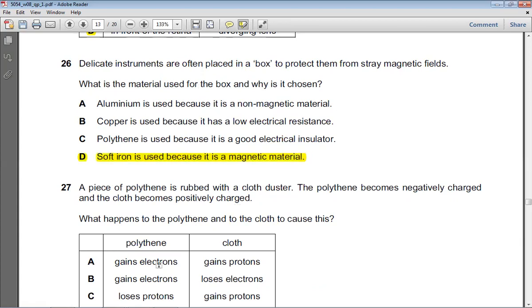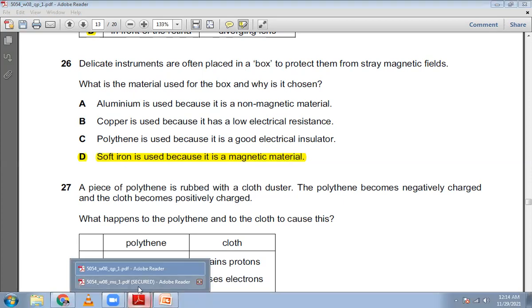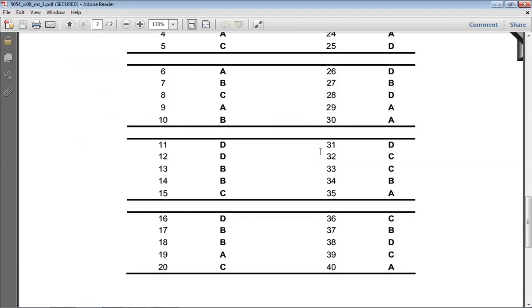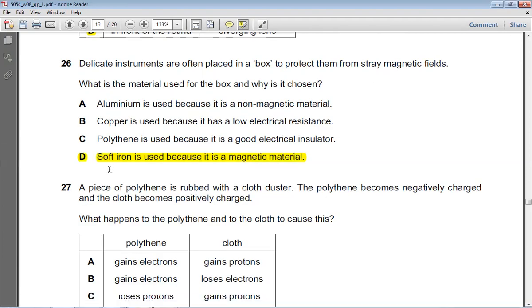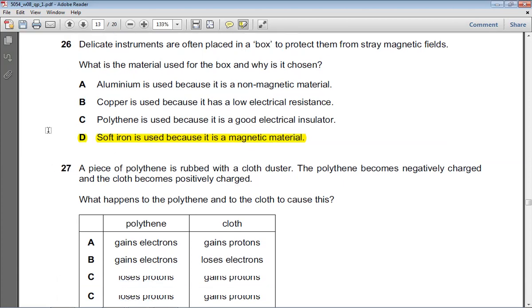Yes, I think for question number 26, D is the right option, sir.